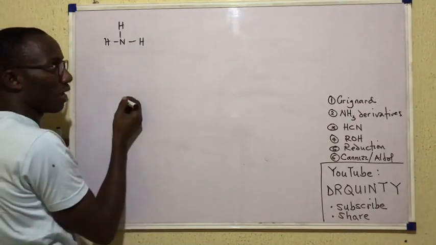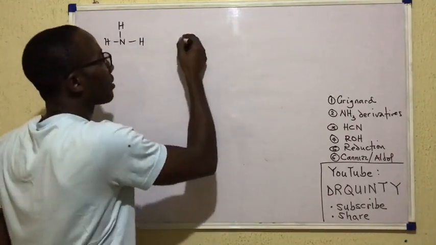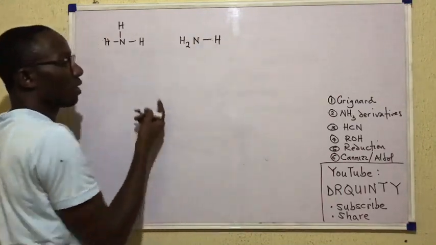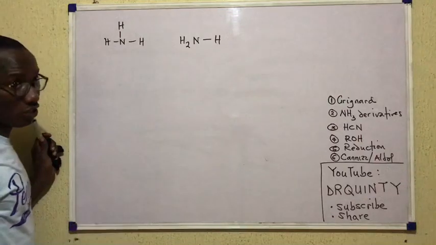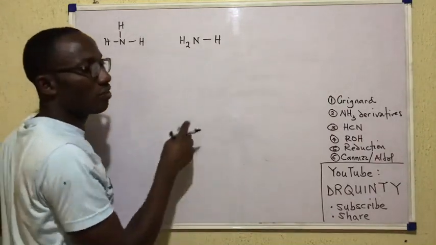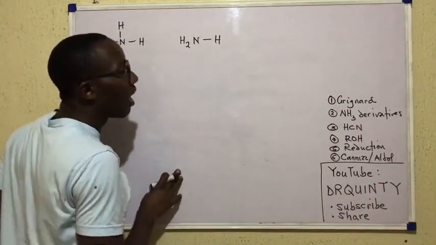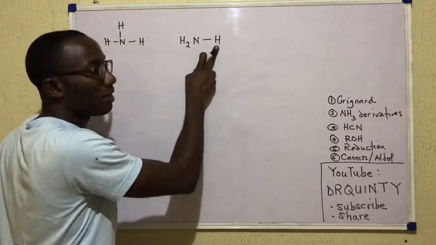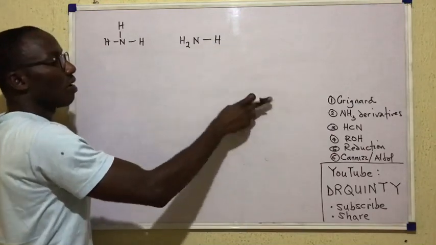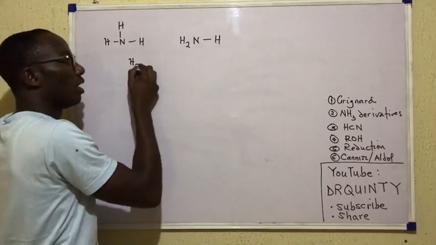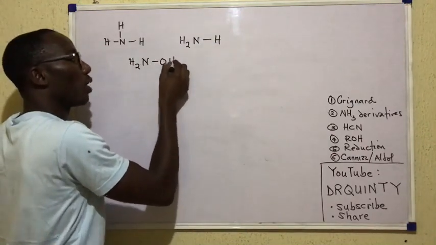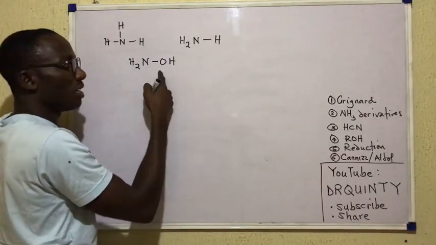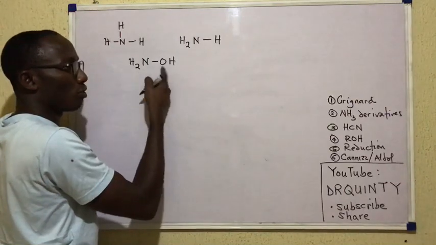This is ammonia. And this could be written as H2N, then H. Same thing. H2NH is NH3. Now, the derivatives of ammonia we're talking about here are formed when this hydrogen of ammonia is replaced by different groups. And these derivatives include H2N, OH. So in this case, the H has been replaced by an OH, and this compound is named just by naming the 2 functional groups it contains.